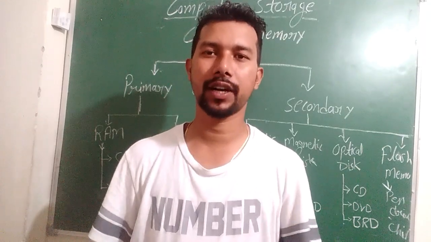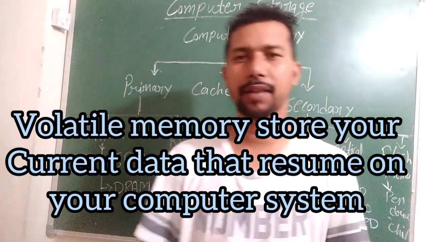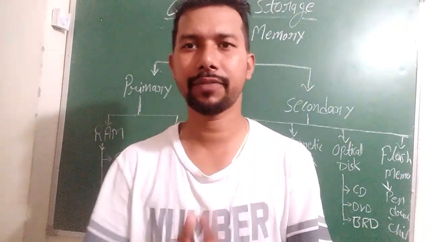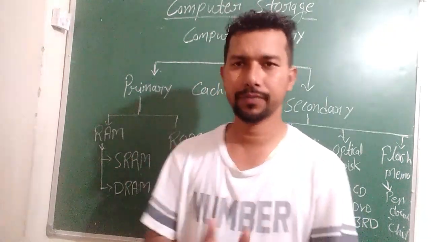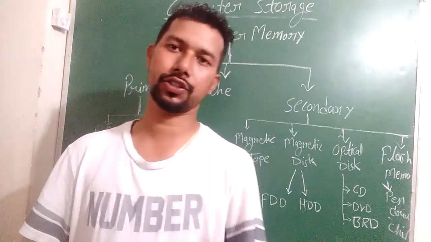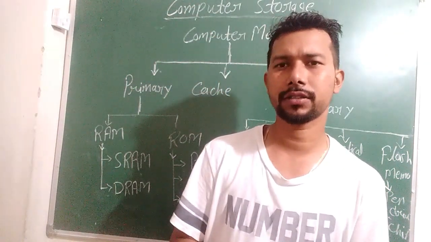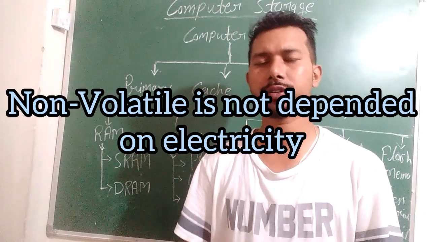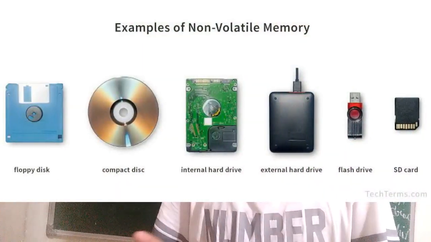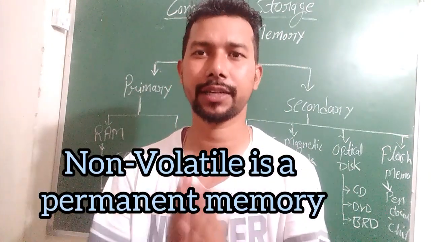volatile and non-volatile. Volatile means when you use any program or document currently on your computer system, that time it stores your data. If the current is lost, the data is destroyed. That is called volatile. Non-volatile means not dependent on current; it stores data for a long time without any electric support. Okay, these are the special terms.